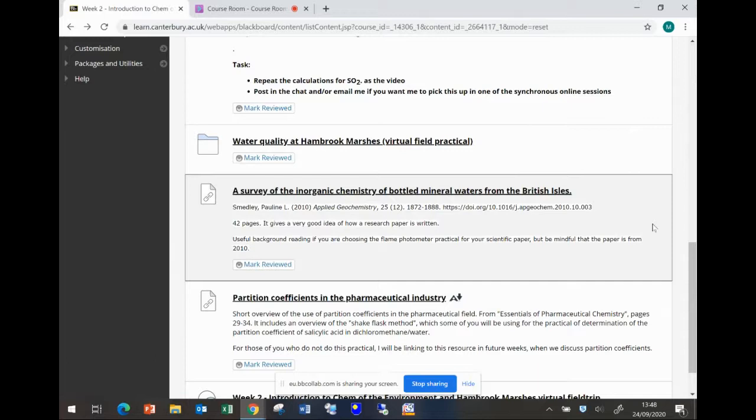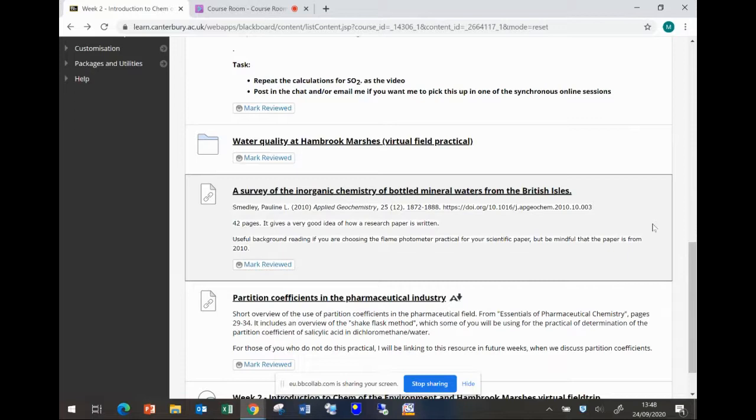So it is very useful background reading to get an idea what sort of things you discuss when you're writing a paper on water analysis. It might be particularly useful for those of you that are choosing the flame photometer practical. If you're one of the ecology students and you have done that practical, and you will do this practical in the lab next week, you might want to choose it for your scientific paper.